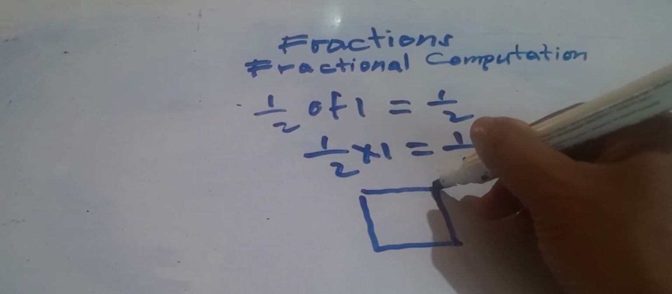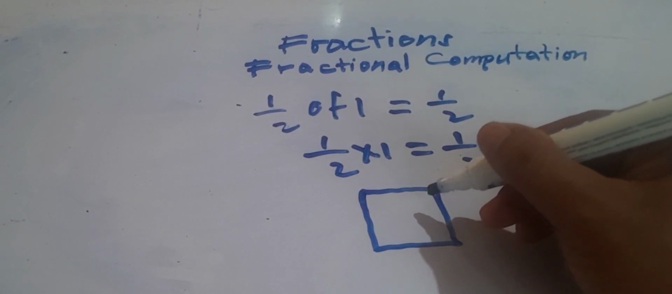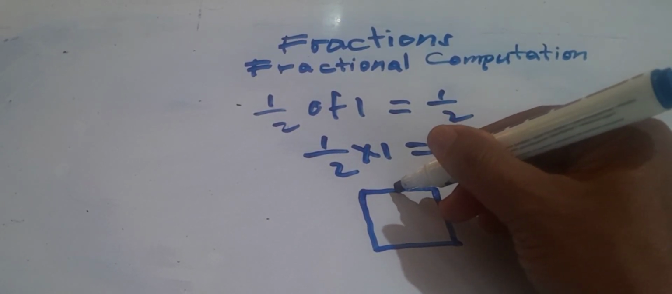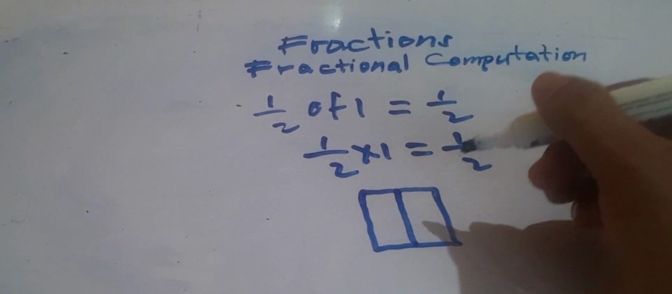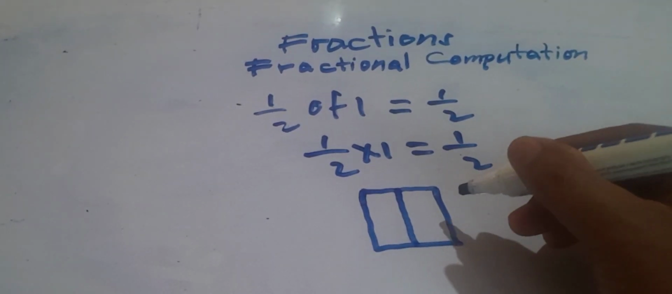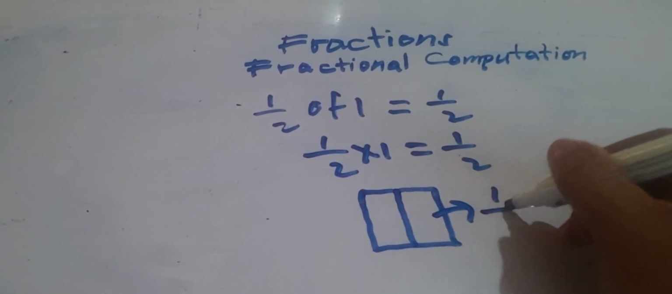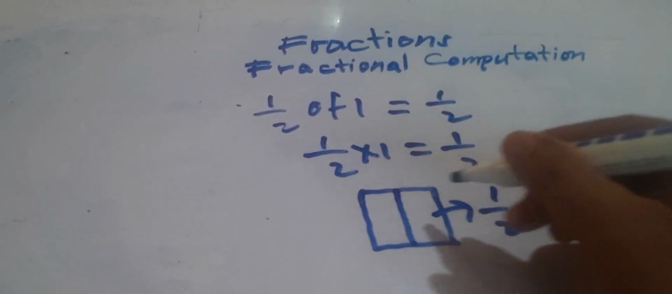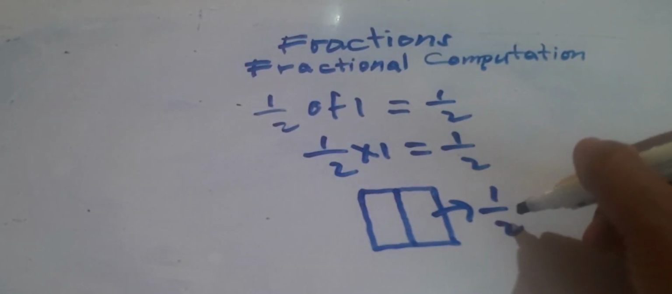Let us assume that this is the one whole paper or bond paper. Divide it into 2 equal parts, and these 2 equal parts are now called halves. One of these halves is 1 half. So the 1 half of 1 is 1 half.